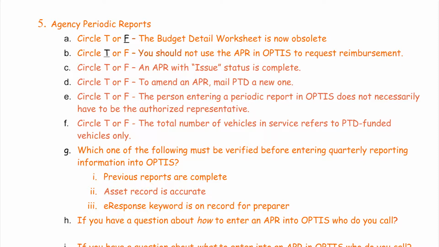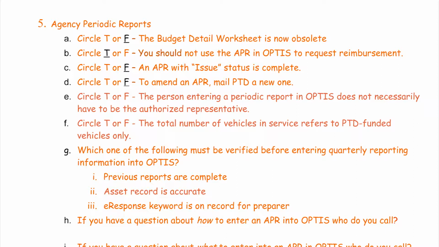5C, true or false, an APR with issue status is complete. False. 5D, to amend an agency periodic report, you should just mail us a new one. False. You need to contact us so that we can reopen it and send it back to you and you can work on it.